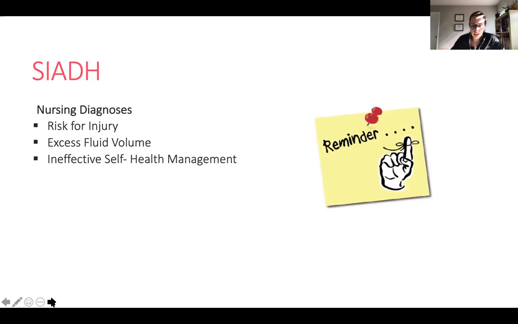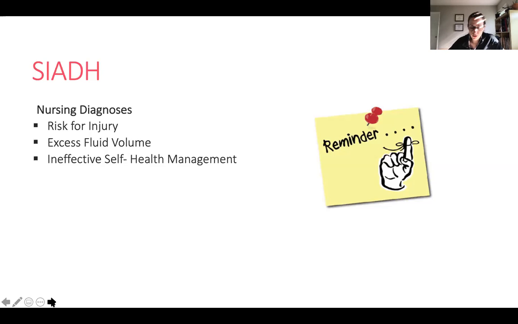So as far as nursing diagnosis, risk for injury, they can have neurological impact, so they can get confused. Make sure that safety precautions are in place. So fall risk, put the socks on the patient, and make sure that they know to ask for help if they need to get up.